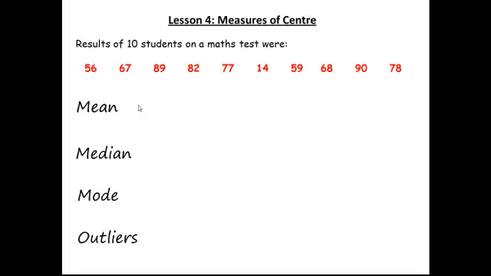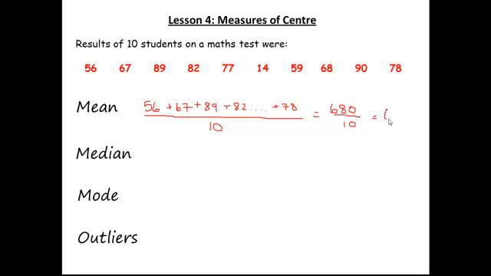The way that we do this is we add up all of the data that we have. So we would do 56 plus 67 plus 89 plus 82, and I'm just going to put dot, dot, dot. So we add all of them together. Okay, so I've got 10 scores there, and I would divide by the number of scores I have, which again is 10. So when I add up all the scores, I get 680 as a total, divided by 10 gives me a mean of 68. So that means the average or the mean score on this test was 68.